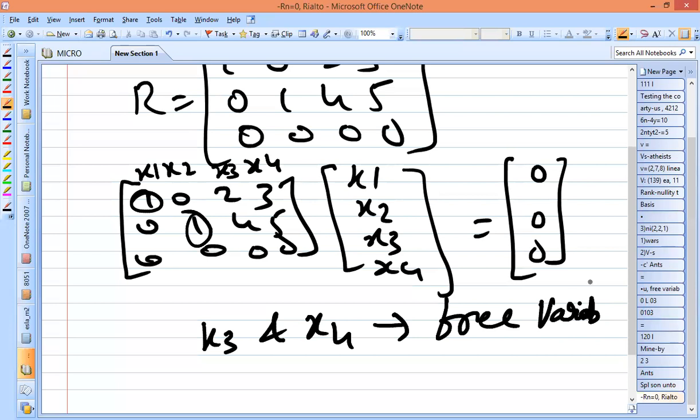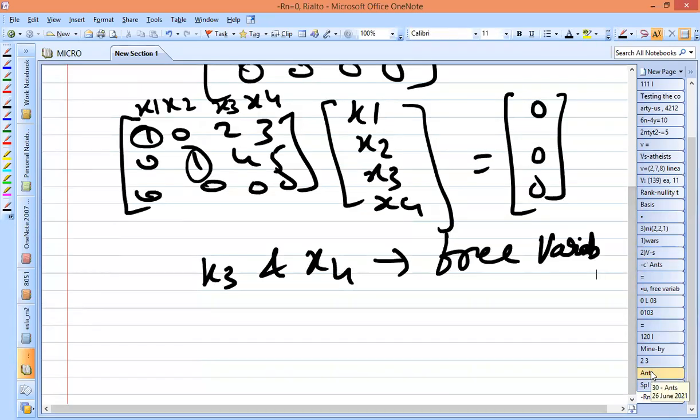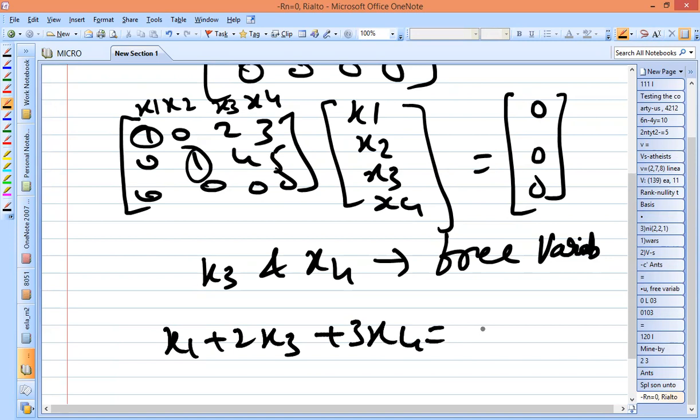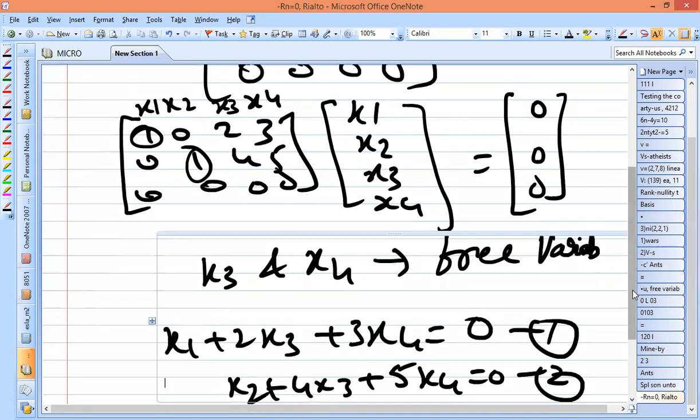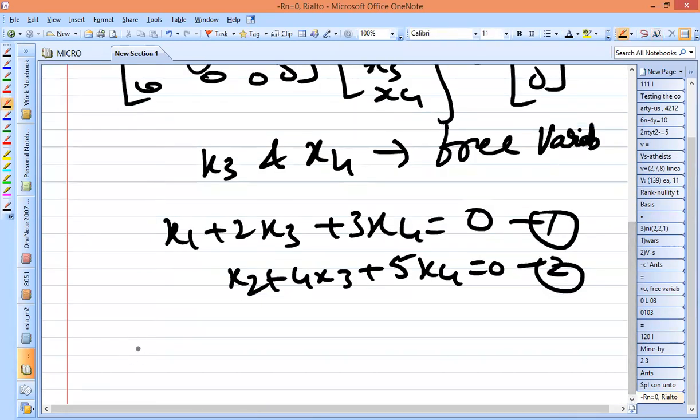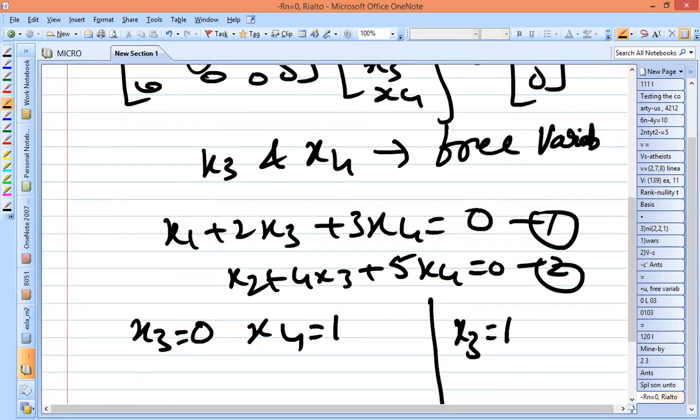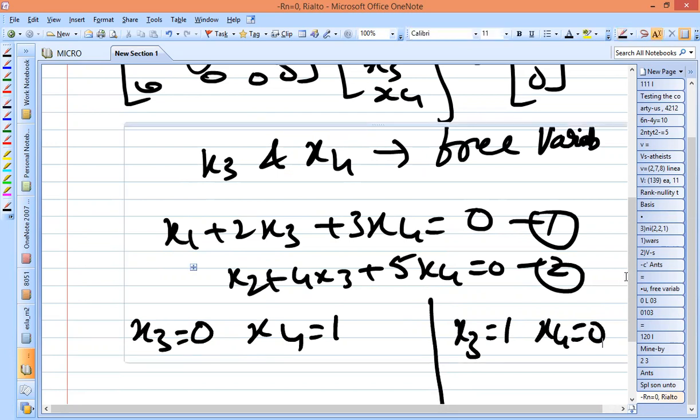Having this, as we have done previously, write the equations first. We get x1 + 2x3 + 3x4 = 0. This is one equation. The second equation is x2 + 4x3 + 5x4 = 0. Now consider the special variables x3 and x4: set x3 as 0 and x4 as 1, and the second time make x3 as 1 and x4 as 0 in equations 1 and 2.